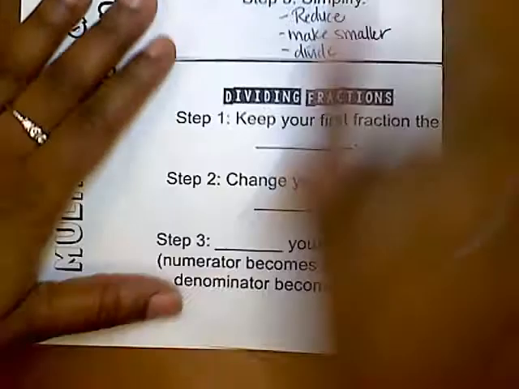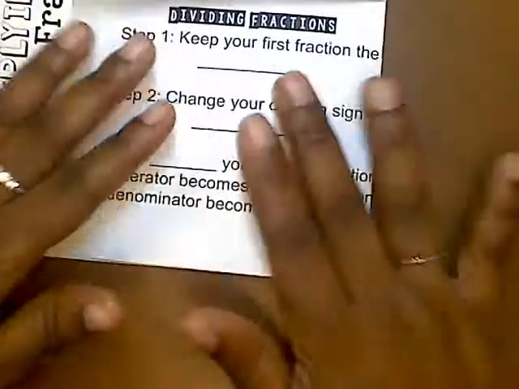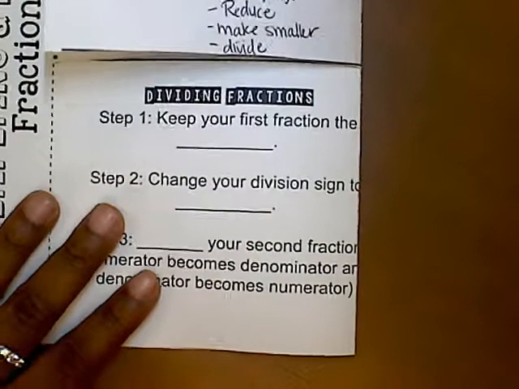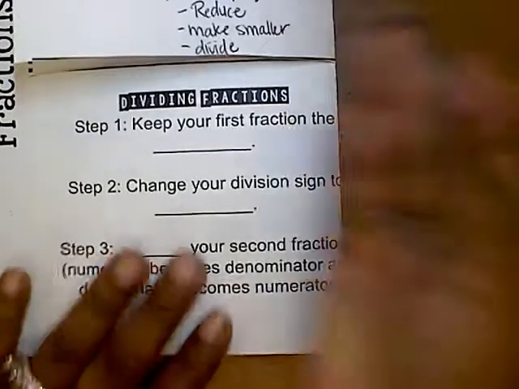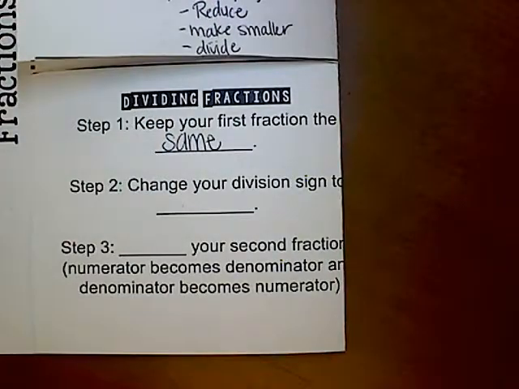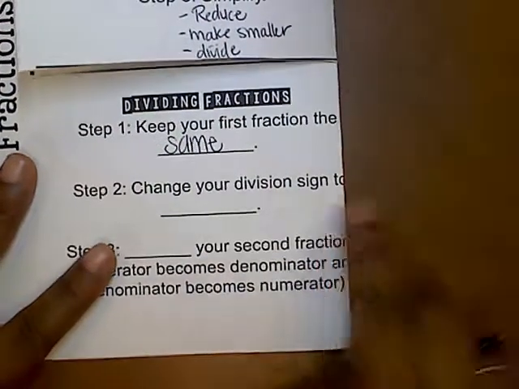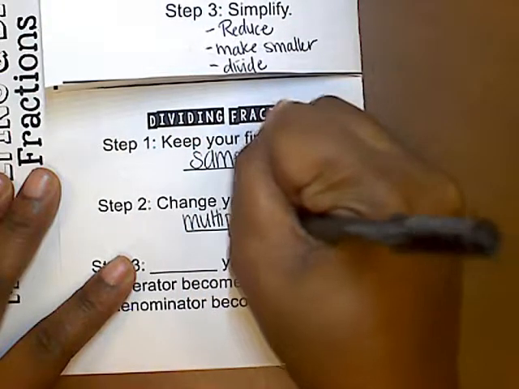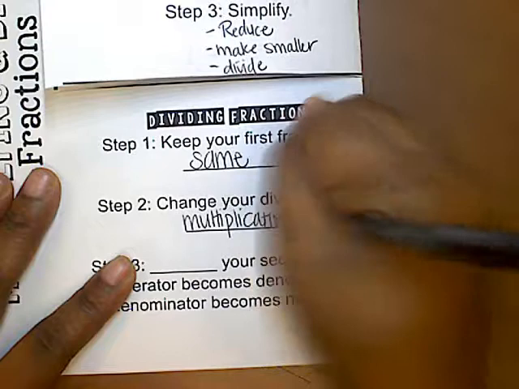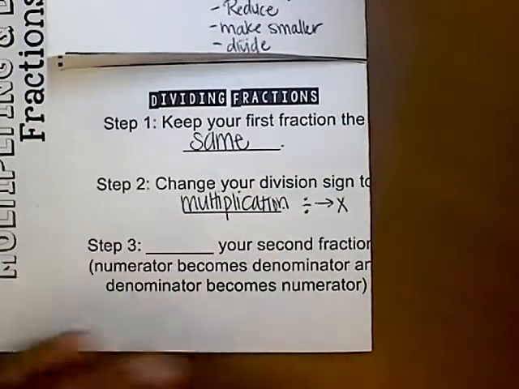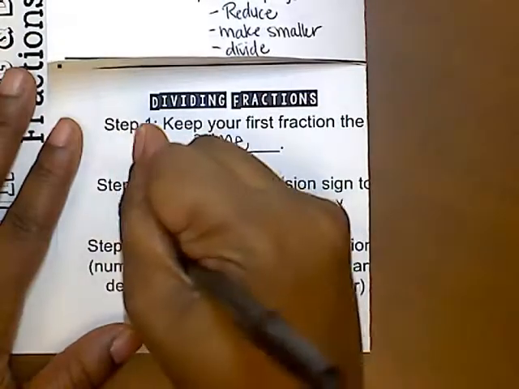So now we're going to go ahead and do dividing fractions. And the cool thing about dividing fractions is it's a lot like multiplying fractions with a couple of changes that you'll have to make. So with dividing fractions, you're going to keep your first fraction the same. So we're not changing it. Just leave it alone. Keep it the same. We're going to change your division sign to multiplication. So we're going from division to times. And then step 3, we're going to flip.